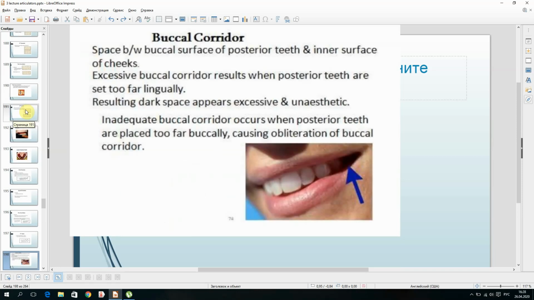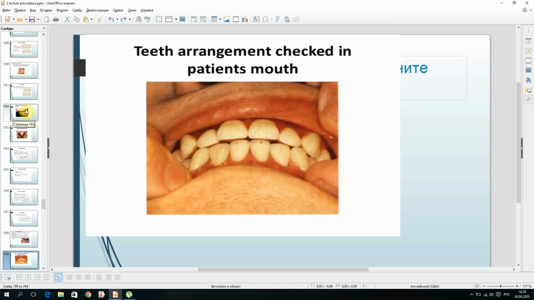Buccal corridor: space between buccal surface of posterior teeth and inner surface of cheeks. Excessive buccal corridor results when posterior teeth are set too far lingually. The resulting dark space appears excessive and unaesthetic. Inadequate buccal corridor occurs when posterior teeth are placed too far buccally, causing obliteration of the buccal corridor. Teeth arrangement is checked in the patient's mouth.